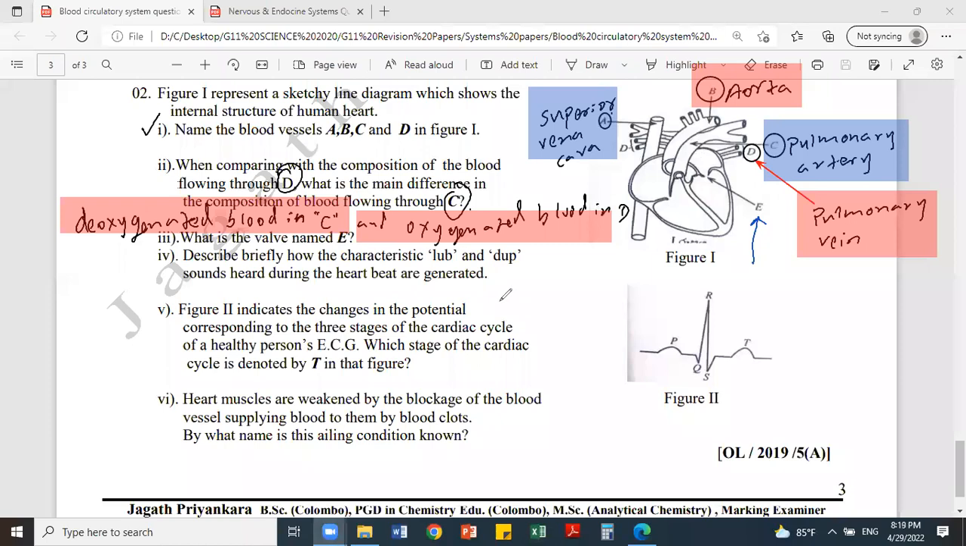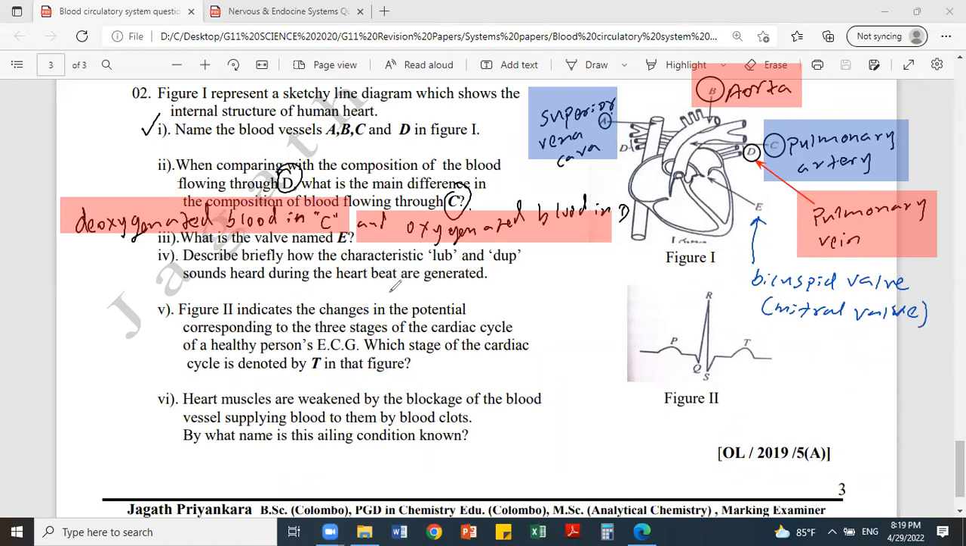Then next one, answer is what? Bicuspid valve. So between the left ventricle and left auricle you have the bicuspid valve. This is also called sometimes the mitral valve. Bicuspid valve is also known as mitral valve. Right. The next one, part 4.